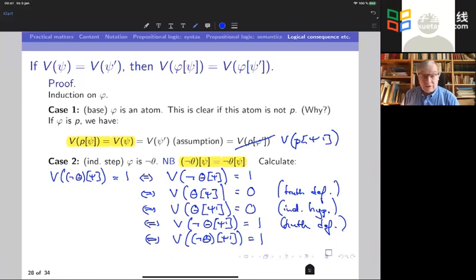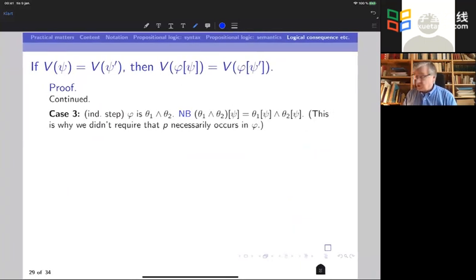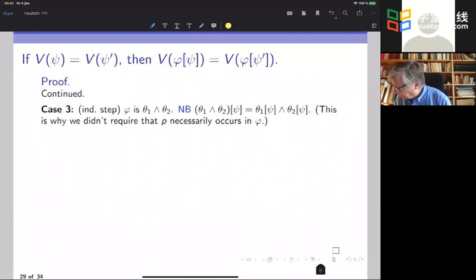But we're not done, because that was just negations. Now we want to do conjunction and disjunction and so on. Let's just do one more case, namely the case that phi is a conjunction, theta 1 and theta 2. And now again we have to note something.